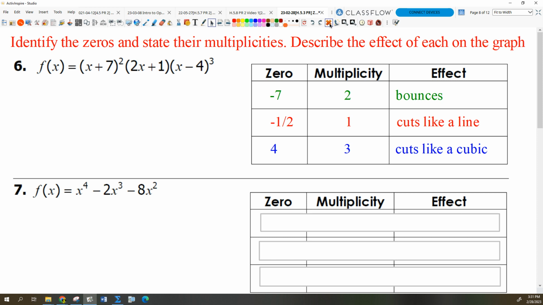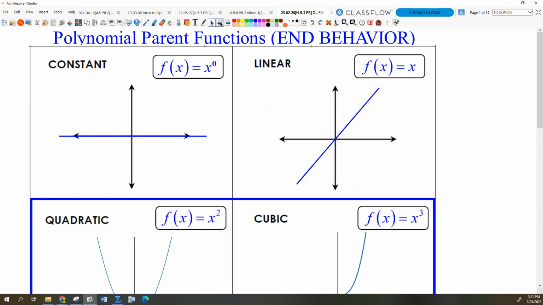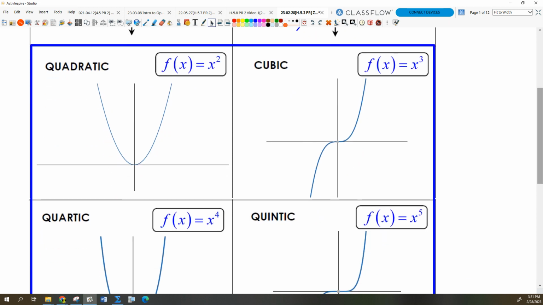I think there's a difference, right? If you're saying, well, what's the difference between cutting like a cubic or cutting like a line? Well, let's go back and see. This is what it means to cut like a line, go straight through. If it cuts like a cubic, it doesn't go straight through. It grazes the x-axis tangentially and then turns. See what I'm saying? It's got a distinct look to it. So our sketches are starting to look pretty accurate now.